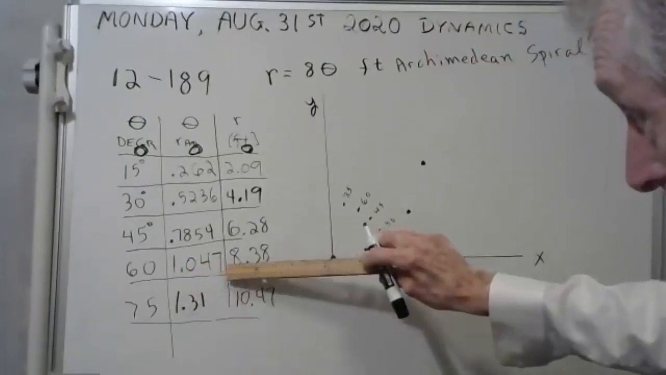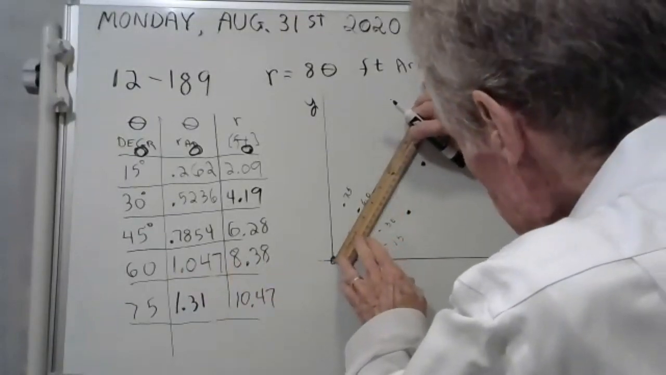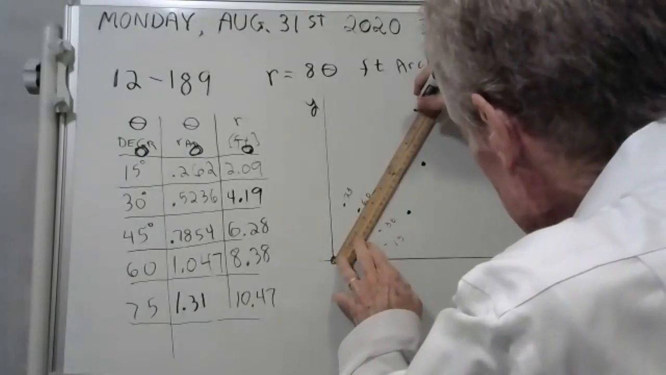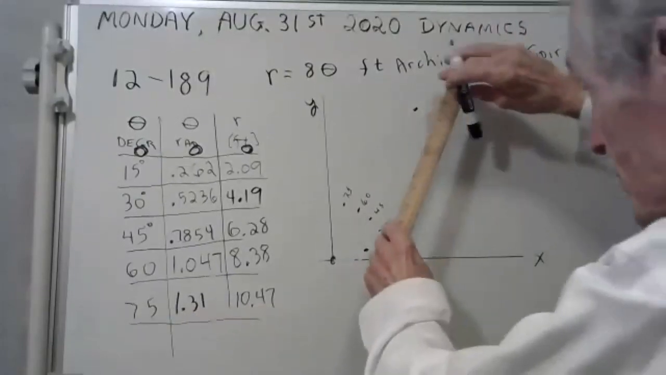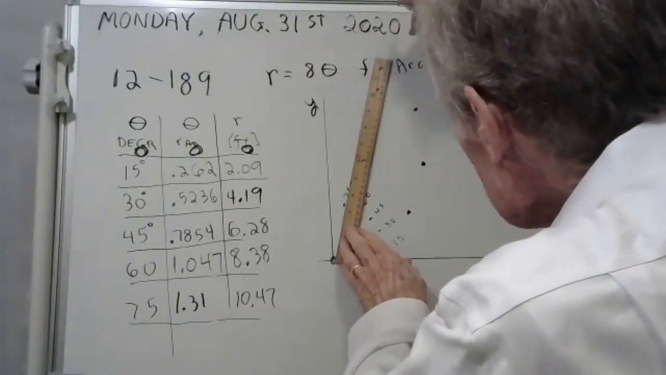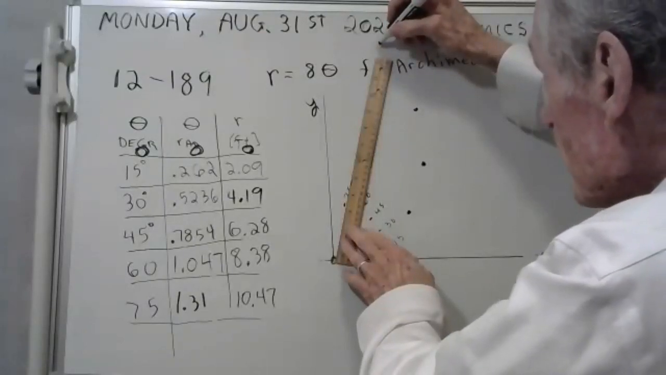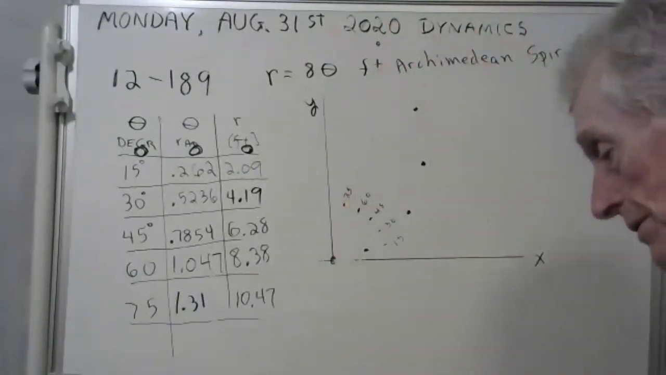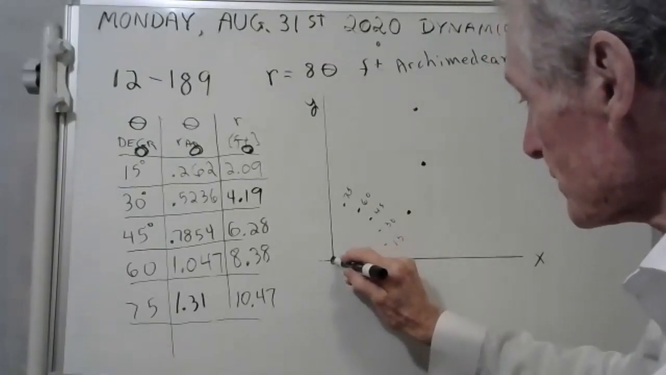And then at 60, I need 1. Well, that'd be 10 inches. Here we go, at 60. So that puts me right here at 10 inches. And then at 75, I need 13 inches. So that puts me right here, 13 inches. My ruler is only 12 inches long. 13 puts me right about there. All right, here goes. Our Archimedean spiral goes like this.